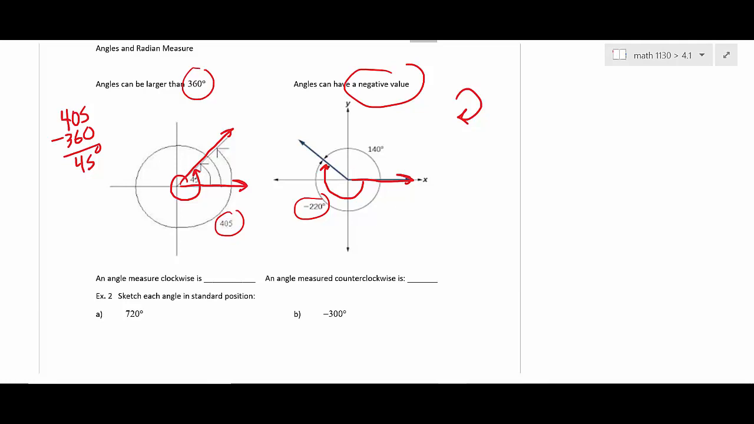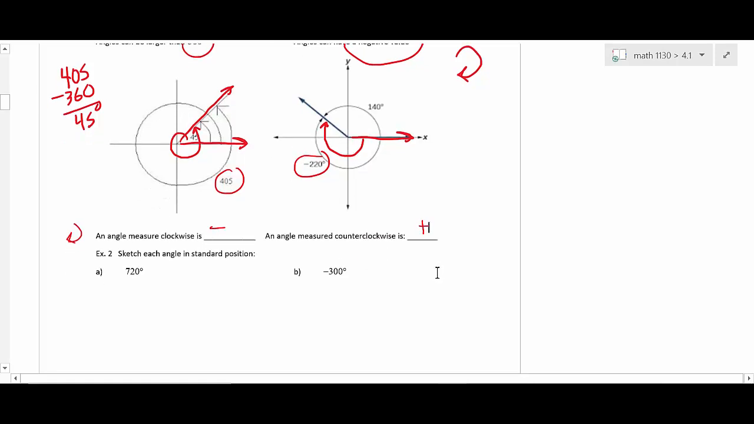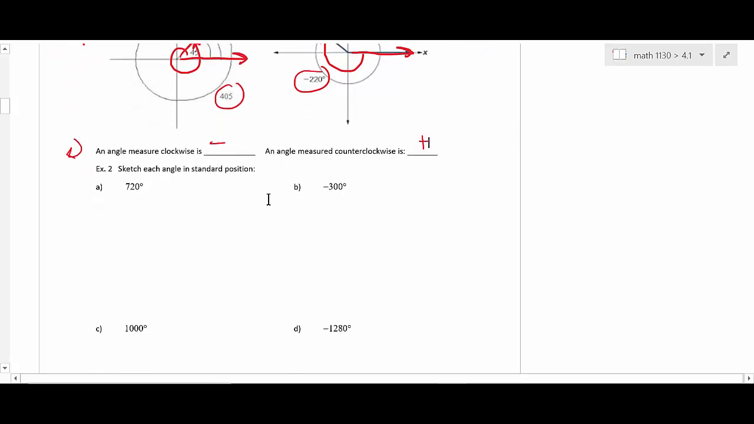So here are a couple of basic things. An angle measured clockwise is negative. So anytime you're measuring an angle clockwise, it's negative. And if you measure it counterclockwise, then it's positive. Like that. And again, angles can be negative. They can be as small or as big as possible. They can have decimals, any real number.